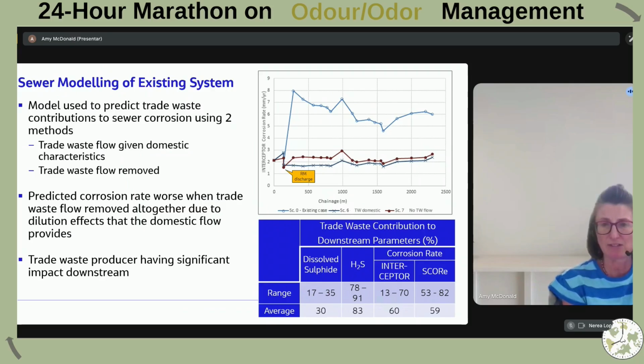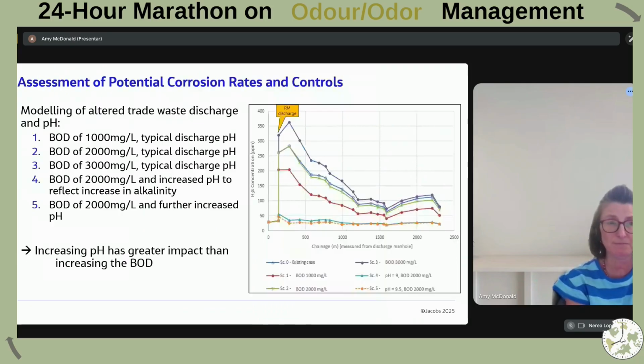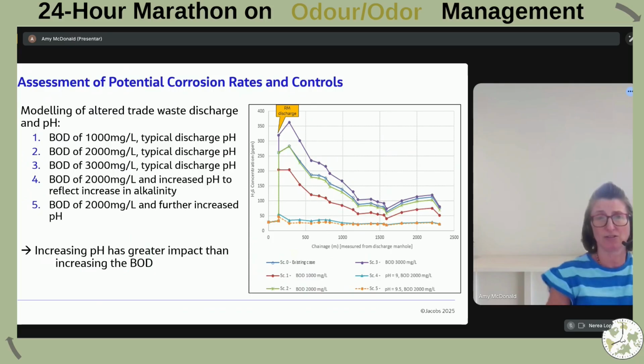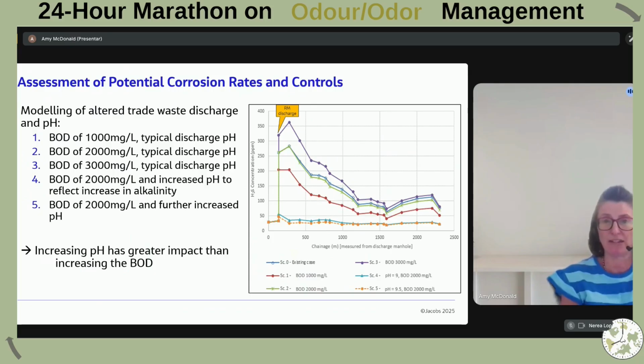These modelling results can also be useful for utilities to allow them to assign some of the costs associated with downstream corrosion and odour mitigation back to the trade waste producer. So after we'd worked out the contribution from the trade waste producer, we then looked at altering the trade waste discharge in the model to determine whether it was okay to change the licence requirements or not.